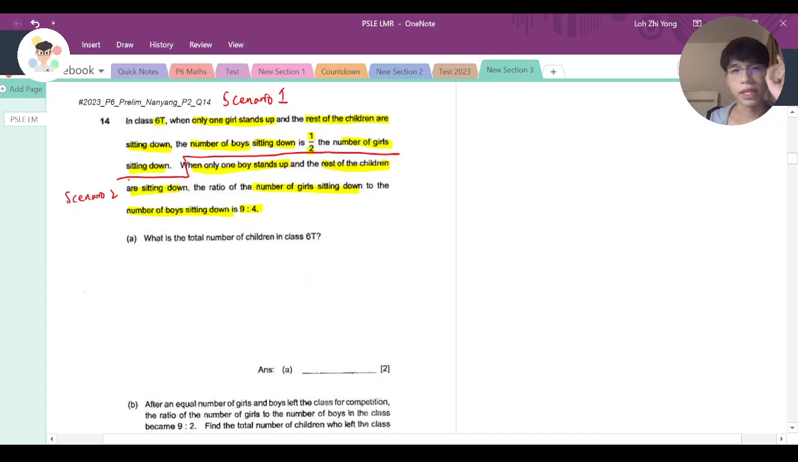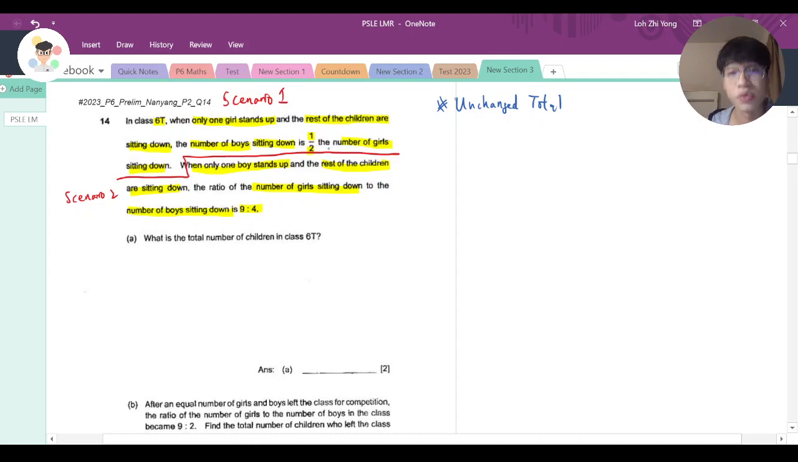One girl stands up, the rest sit down. One boy stands up, the rest sit down. Now, if you're very good at catching the tips, you should know that this is a concept we've been doing all the time. It's called unchanged total. Why? In scenario 1 and scenario 2, the total number of students is actually the same. No matter whether you stand up or sit down, it's the same.